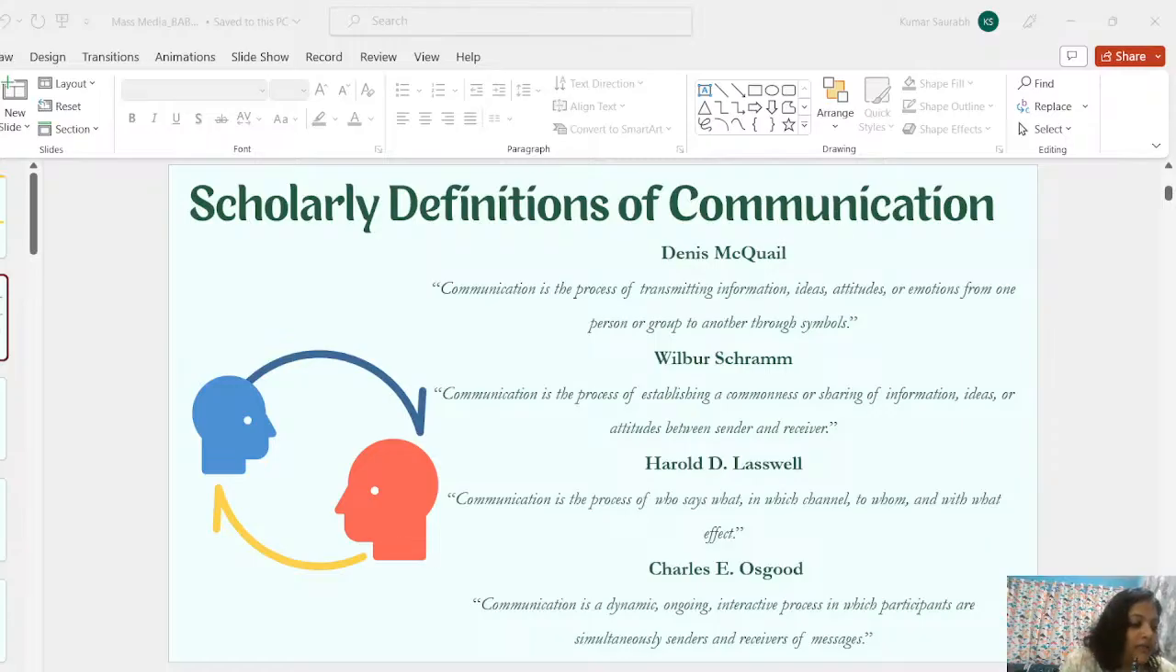Now every communication has some sort of an impact. If you are communicating, there must be some kind of a purpose, some kind of an impact. So he's talking about the effect which is created from your message or from your communication. But if you can see, he's talking about the process: who says what, in which channel, to whom, with what effect. This definition is ending at effect. But this definition is not talking about feedback. Every communication is seeking a feedback. Every communication needs a feedback. Without a feedback, communication can never be successful.